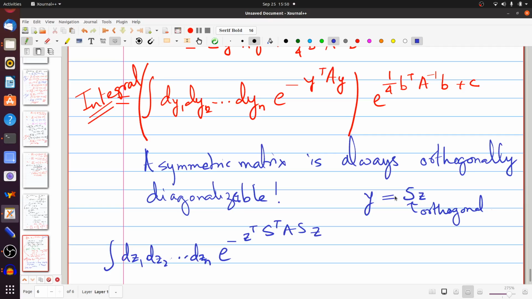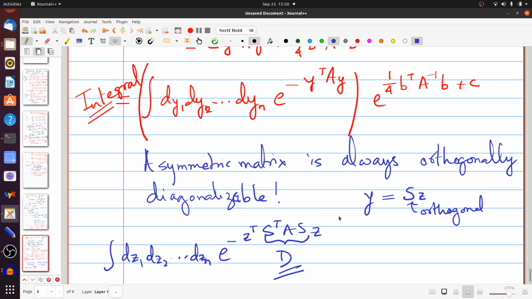So, this transformation, changing y1, y2, yn to z1, z2, zn, does not introduce any change in the measure. But what it does do is it changes the matrix here to a similar matrix. Remember, S is orthogonal, so S transpose AS really is the same as S inverse AS. And what we can achieve here is, by choosing the matrix appropriately, we can do a similarity transformation such that A becomes diagonal. So this is what is important. You can always orthogonally diagonalize the matrix.